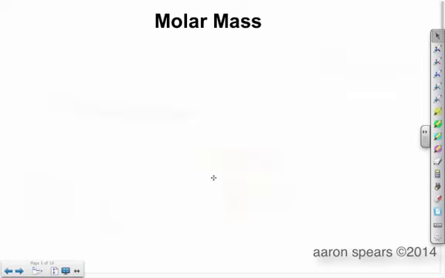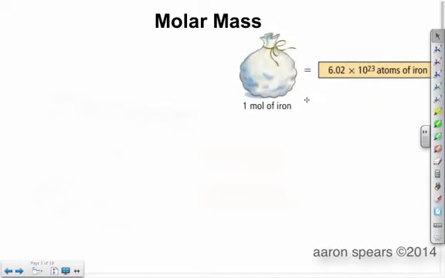Finally, let's talk about molar mass. To understand molar mass, imagine that we were able to fit a mole of iron atoms in a bag. And say that we wanted to find the mass of that bag.